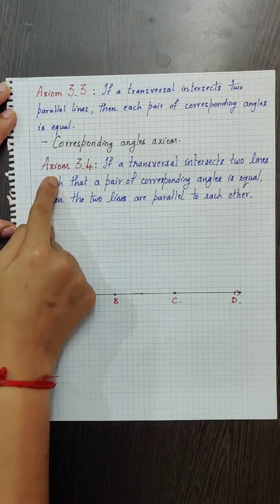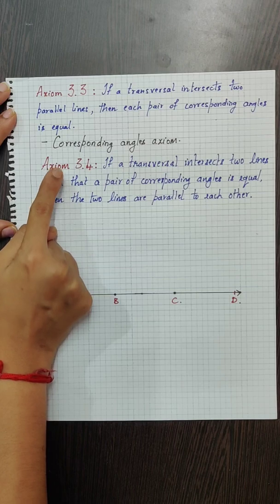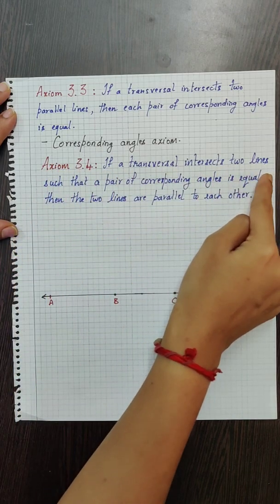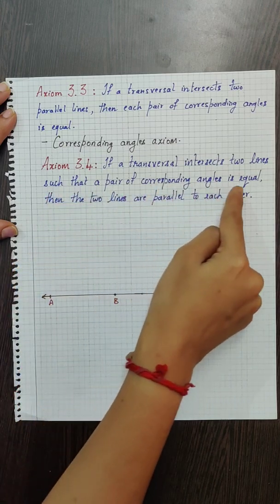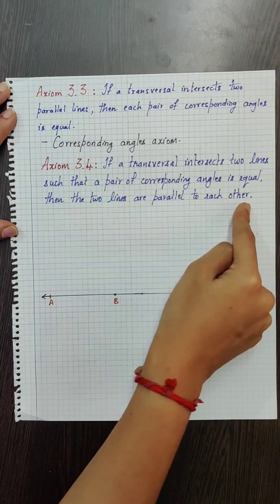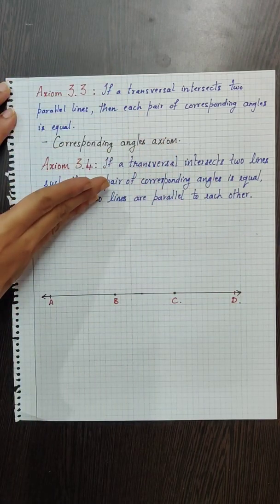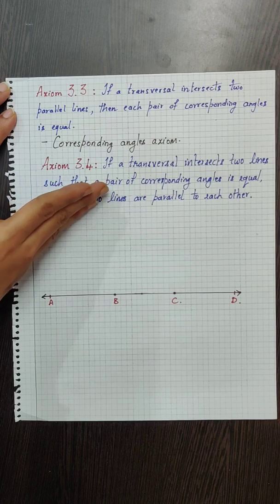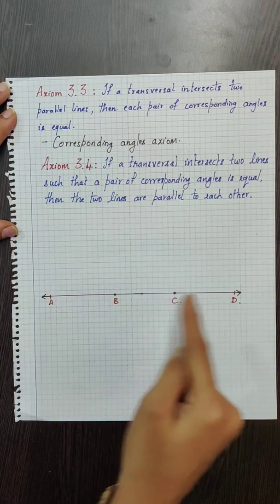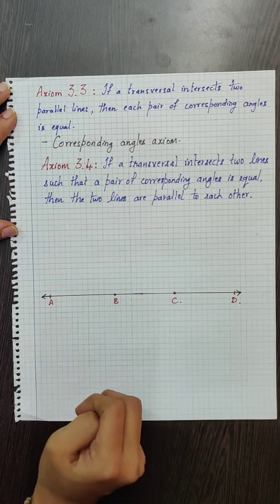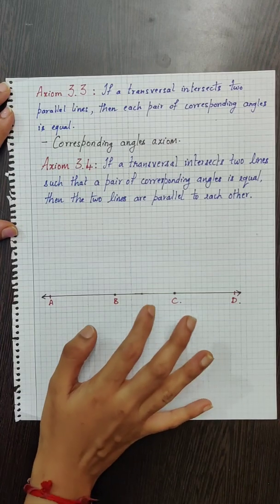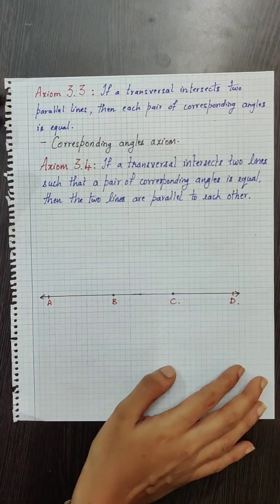Now let us see the converse of axiom 3.3, that is axiom 3.4. It states that if a transversal intersects two lines such that a pair of corresponding angles is equal, then the two lines are parallel to each other. So this is the converse of axiom 3.3, which states that if a transversal intersects two lines such that the corresponding angles are equal, then the two lines must be parallel. So we have to prove that, and let us see how we can prove that.